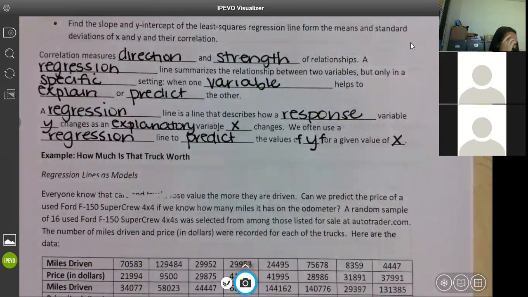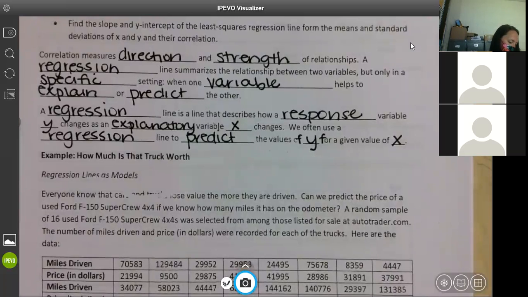All right, regression lines as models. Everyone knows that the value, I don't know what that says. Anybody know what that says? I think it says cars and trucks. Yes, that is great. Lose value the more they are driven.